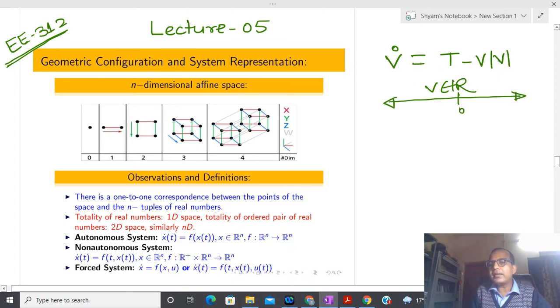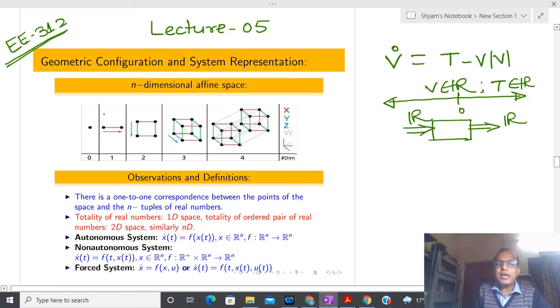So whatever torque I apply is also a real number. It means that in this underwater vehicle case, whatever input I apply is a real number, and it is mapped to another real number, and that real number we represent using a line.